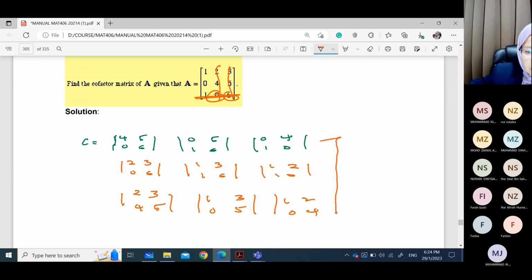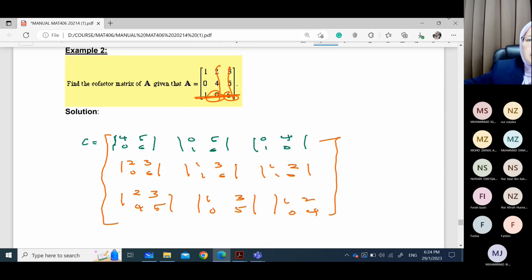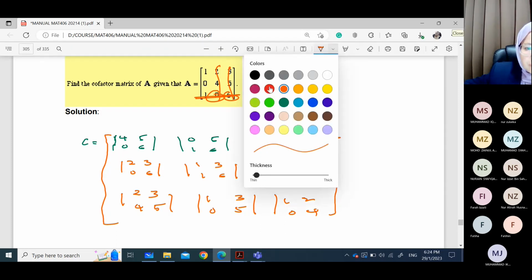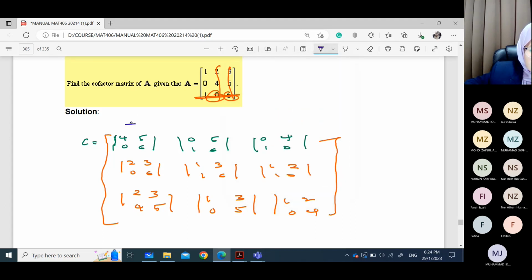So selesaikan all this determinant, then you akan dapat cofactor matrix bagi A. So jangan lupa sign dia. Sign dia adalah positif, negatif, positif, negatif, positif, negatif, and back to positif, negatif, positif.